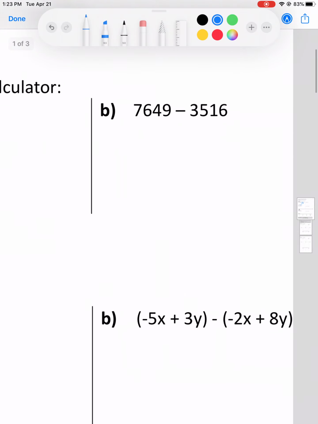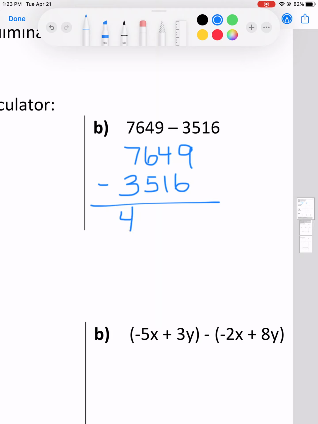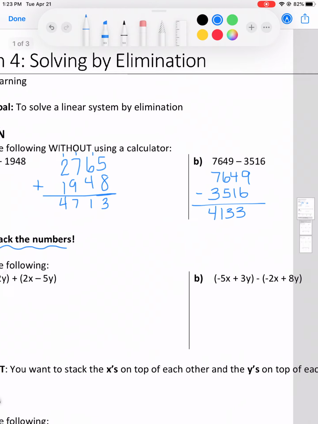If we're going to do it with subtraction, we stack them again on top of each other: 7,649 subtract 3,516. But in this case, we're going to go front to back, so we start at the beginning. 7 minus 3 is 4. 6 minus 5 is 1. 4 minus 1 is 3. And 9 minus 6 is 3. So again, you can just throw that in your calculator. This is just review.